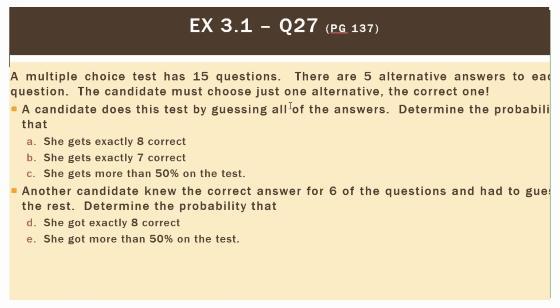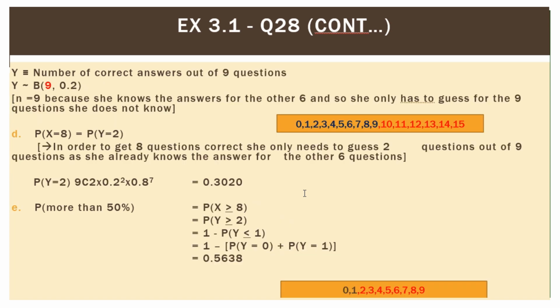All right, this multiple choice question is quite similar to the one on top actually. So you can try it first. The second part is a little bit different. Okay, another candidate knew the correct answer for 6 questions and had to guess the rest. So here is a little different. Why? I will show you. Okay, so now here it will change to 9. Why? Number of correct answers, because 6 is already correct. So your N is now 9. Because you have 15 questions, right? 6, she already knows the answer. So she doesn't need to guess. So your N is only left with 9.